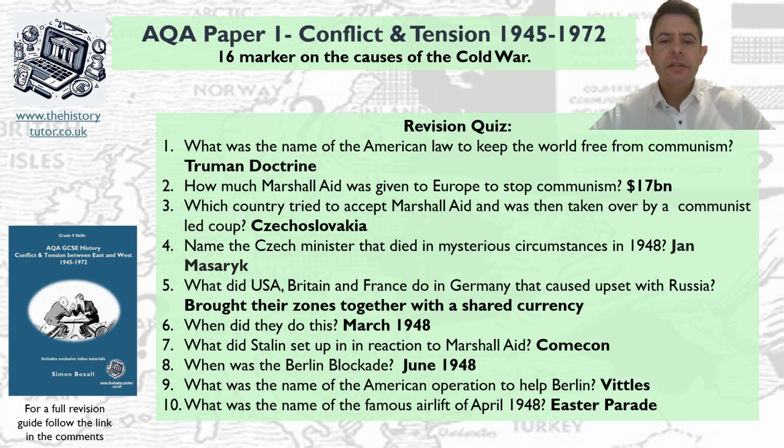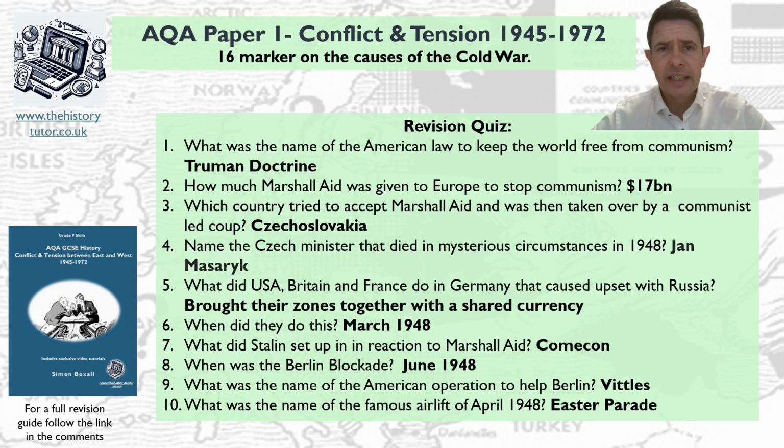What did Stalin set up in response to Marshall Aid? Well, Stalin did not want his countries to accept Marshall Aid, so he set up Comecon. Now, there was no money attached to this. This was mainly economic support in terms of trading together and economic planning, like bringing in 5-year plans and bringing in collectivization of agriculture. So they were sharing ideas.